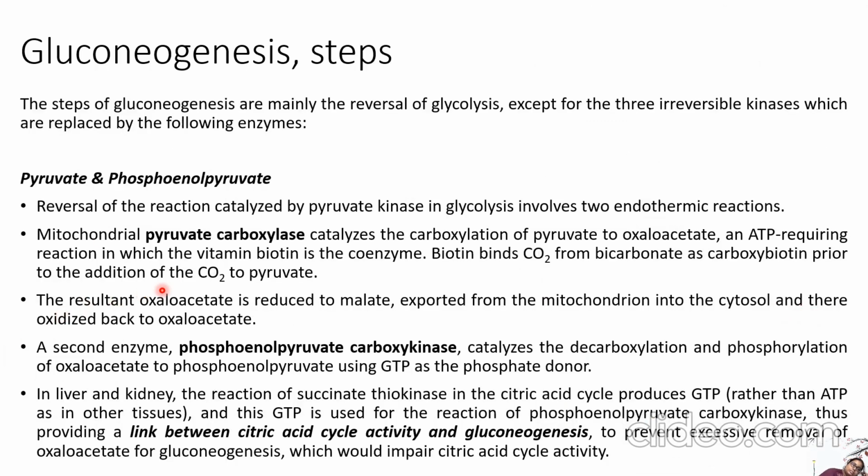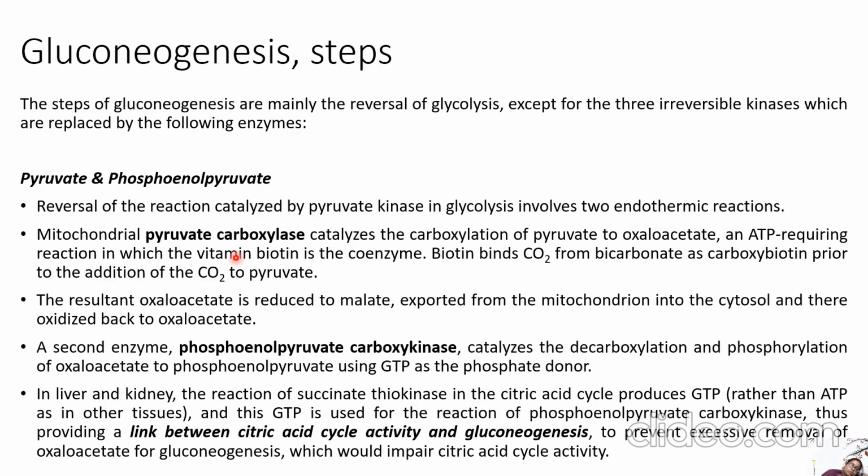The steps of gluconeogenesis are mainly the reversal of glycolysis, as we said, except for the three irreversible kinases, which are replaced by other enzymes, such as those acting on pyruvate and phosphoenolpyruvate. Reversal of the reaction catalyzed by pyruvate kinase in glycolysis involves two endothermic reactions. Mitochondrial pyruvate carboxylase catalyzes the carboxylation of pyruvate to oxaloacetate, an ATP requiring reaction in which the vitamin biotin is the coenzyme. Biotin binds CO2 from bicarbonate as carboxybiotin prior to the addition of the CO2 to pyruvate.